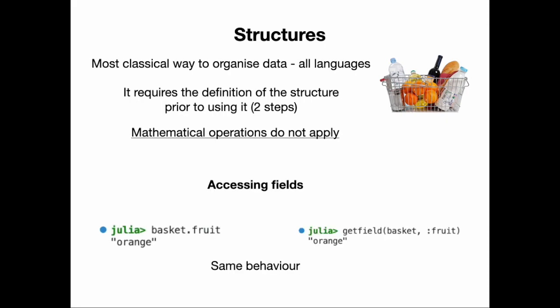If you want to access fields, you can use the dot, as we've seen before with the named tuples. So you can type basket.fruit, and this will return the value orange. Alternatively, there is a function called getfield. It will also be very useful. getfield takes 2 arguments. It will take first the structure, basket, and then it will take the field name, but it will always be preceded by the colon symbol. So :fruit, it will return orange. getfield(basket, :fruit) returns orange.